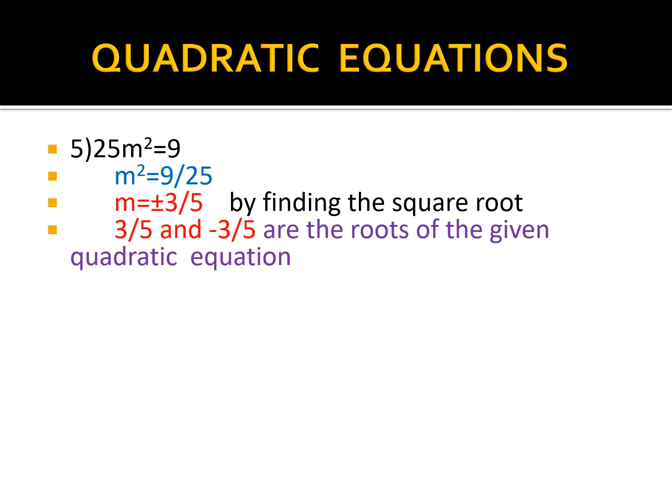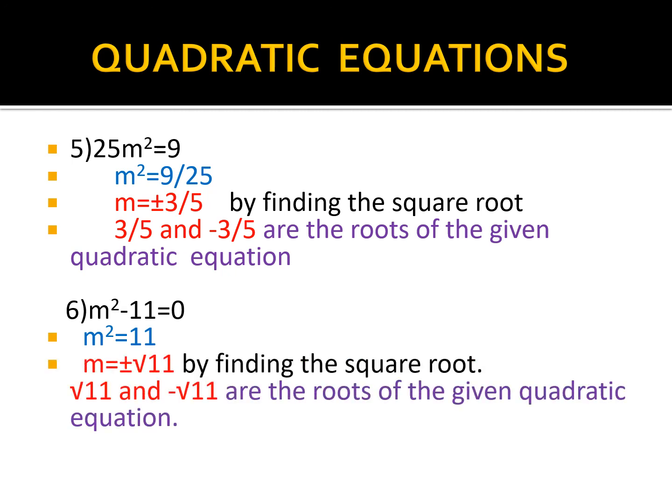We shall take a similar example. m square minus 11 is equal to 0. Bringing 11 to the other side, we get m square is equal to 11. Finding out the square roots, we get m is equal to plus or minus root 11. That is, root 11 and minus root 11 are the roots of the given quadratic equation.